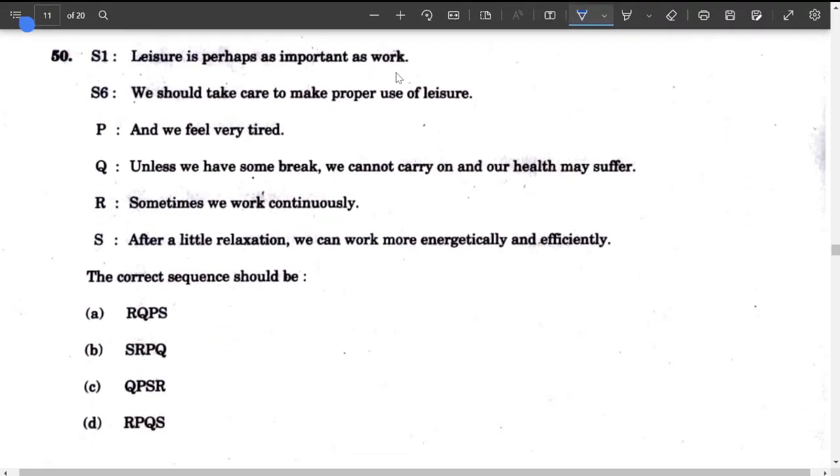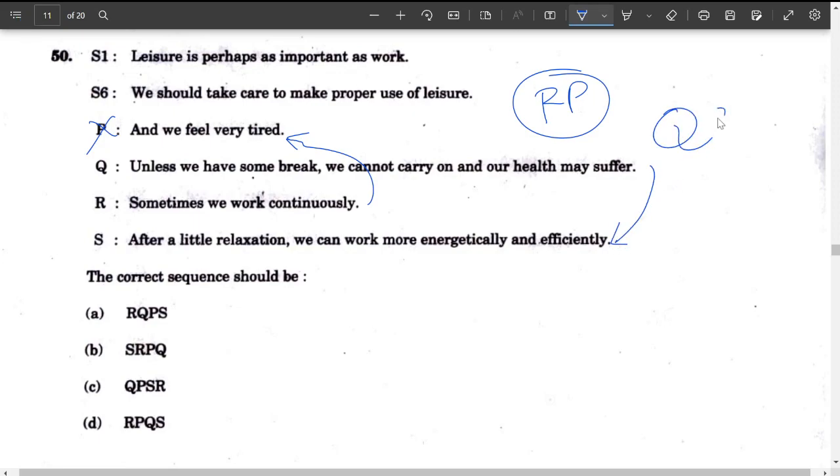Leisure is perhaps as important as work. Why? And cannot be used. And we feel very tired. When do you feel very tired? Sometimes we work continuously and we feel tired. Okay, can we use this combination? RP combination. Check with SQ also, or QS. Unless we have some break, we cannot carry on and our health may suffer. After little relaxation, we can work more energetically and efficiently. So QS combination also can be used here. Q with S. Okay, check for RPQS. Fourth option.